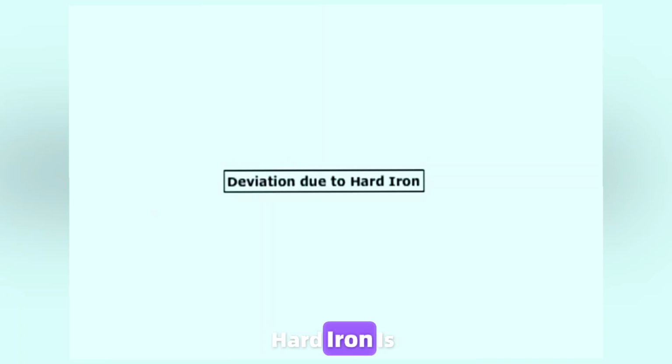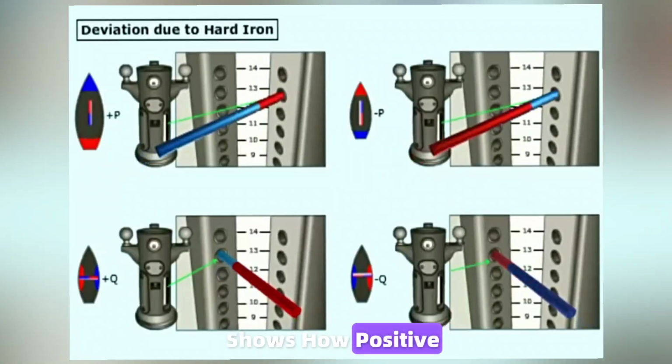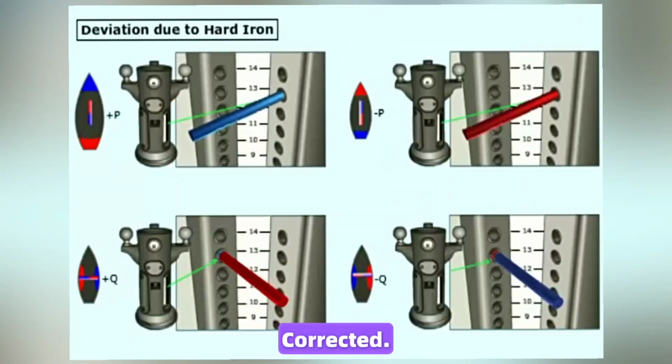Deviation due to hard iron is compensated by permanent magnets. The animation shows how positive P, positive Q, and negative Q are corrected.